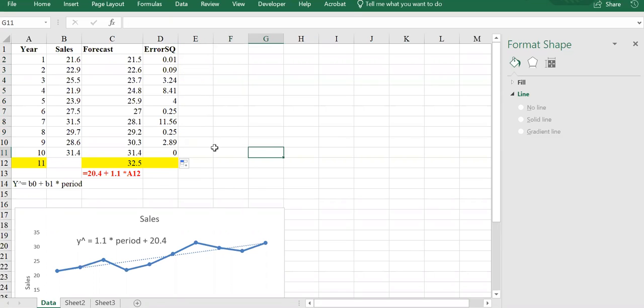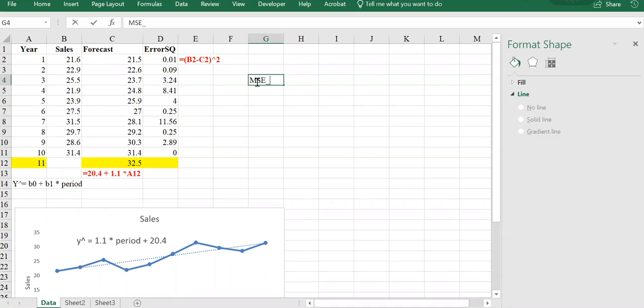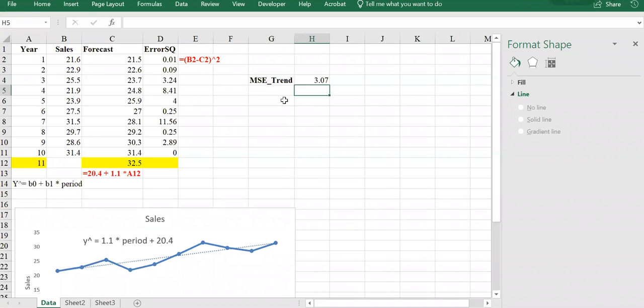Now, MSE, I just put it here. First, let me show you the formula again. Formula for the first one. And I just put the MSE of trend here. And that would be the average of all these error squares. MSE of trend, 3.07, and again it's simply the average of all these numbers.